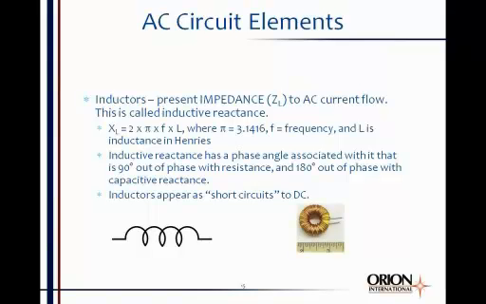Inductors present what's called impedance, Z sub L, to AC current flow. And the impedance of inductors is called inductive reactance. And the equation for inductive reactance, X sub L, is equal to 2 pi FL. And pi, of course, is a button on your calculator, approximately 3.1416. F is the frequency, and L would be the inductance of the inductor in henries. We'll use this equation in a few minutes.